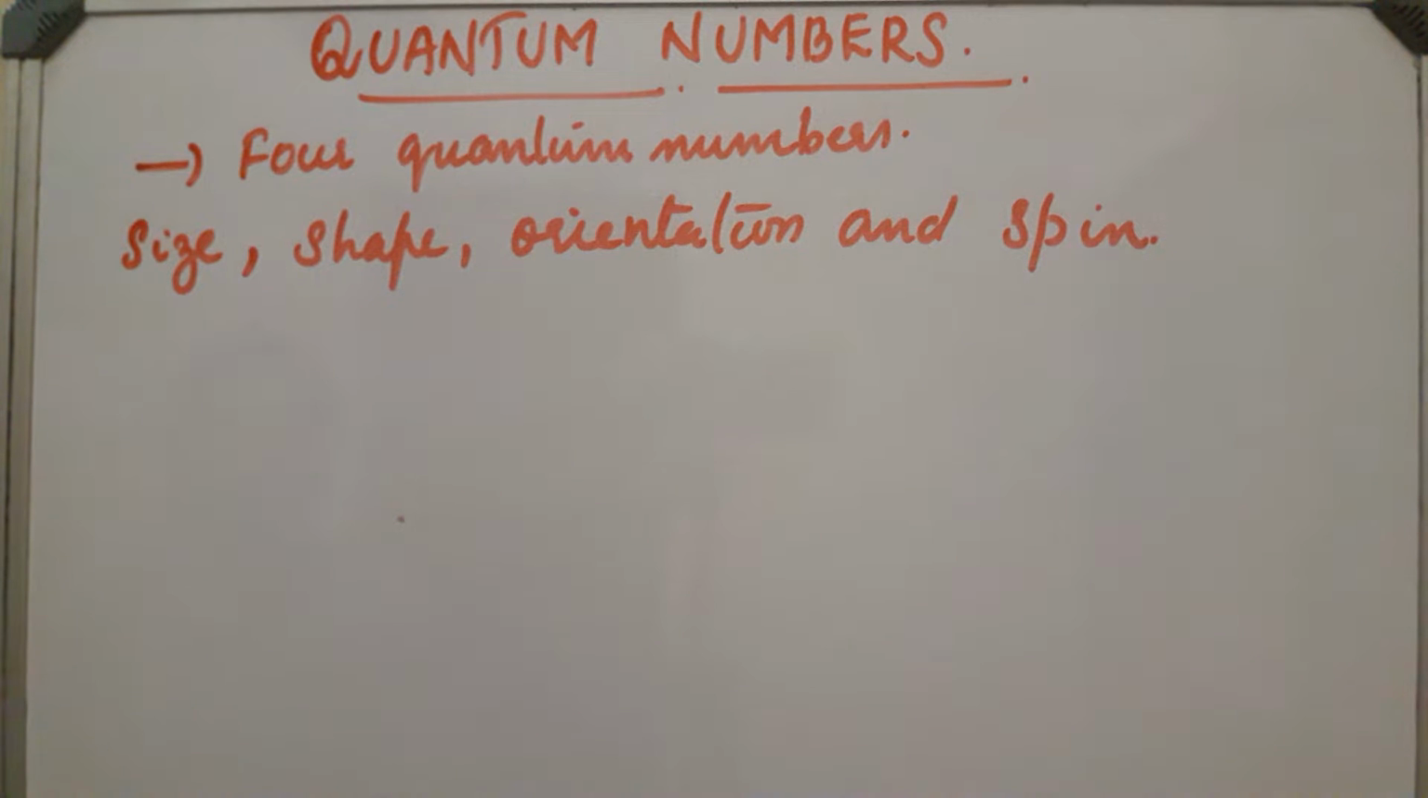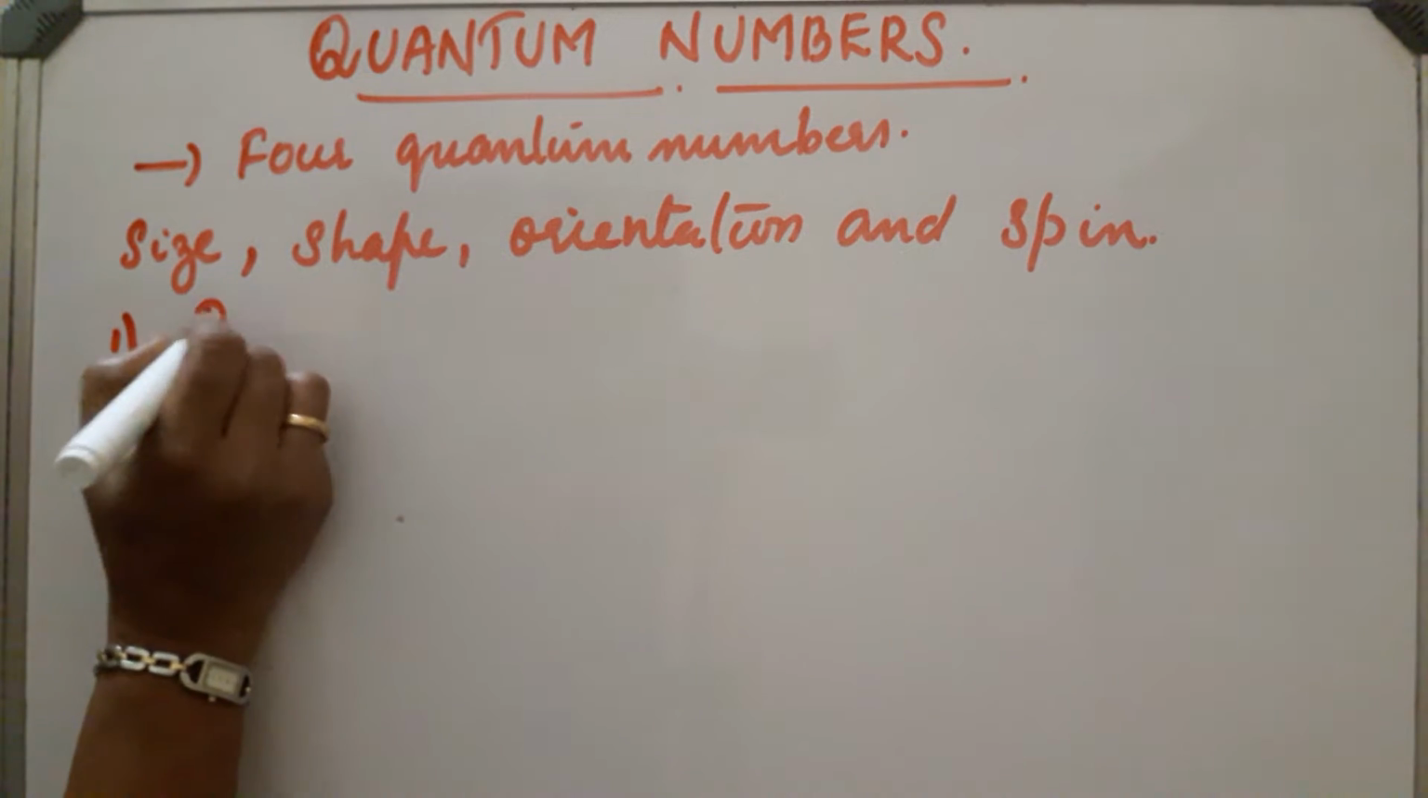So we will get complete information about the electron present in an atom by using these 4 quantum numbers. The 4 quantum numbers are the principal quantum number, the azimuthal quantum number, the magnetic quantum number, and the spin quantum number. Now we will discuss them one by one. First one is the principal quantum number.